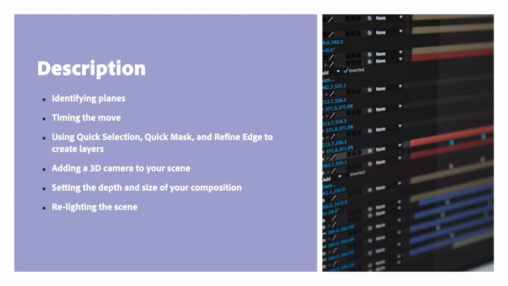I'll start in Photoshop, where I'll show you how to cut things up into layers using some of the more modern tools. And then we'll bring it back into After Effects, where we'll add a 3D camera, as well as time out the scene and add some depth.